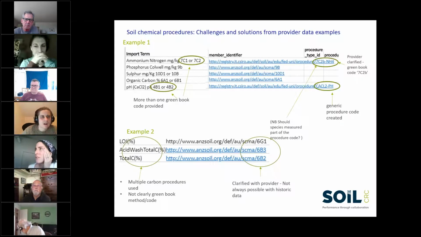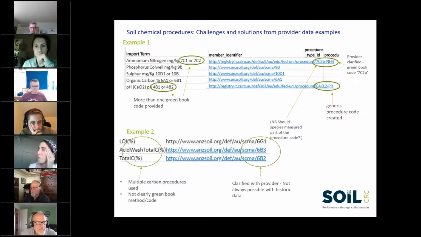So some of the things we run into, you've got the import term, which is what the data provider provided. So 7C1 and 7C2. Well, that tells us it could be either method, which is not very helpful. You've got to go back to them, and they told us what it was. We made the call to stick the species at the end of the procedure method, which was a bit of a hang up from previous systems, but we're actually finding it quite useful, particularly when you've got one method and then a bunch of calculations on top of that to give your result.